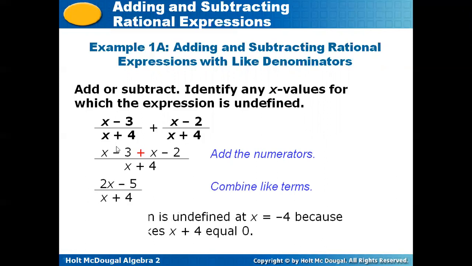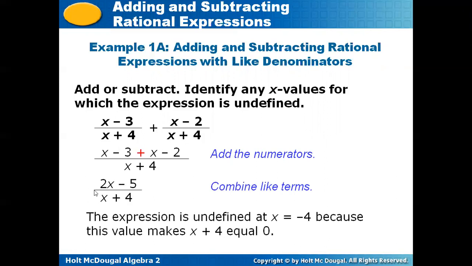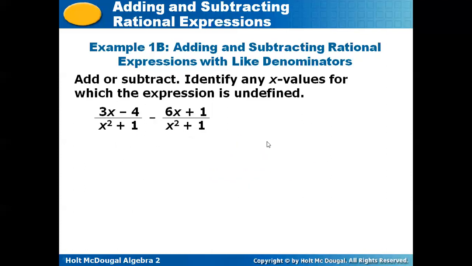Then combine like terms. x plus x is 2x, negative 3 minus 2 is negative 5, over the denominator x plus 4. Since we don't have common factors here, that is the simplified form already. Then identify the x values that make the expression undefined. The expression is undefined at x equals negative 4 because this value makes x plus 4 equal to 0.